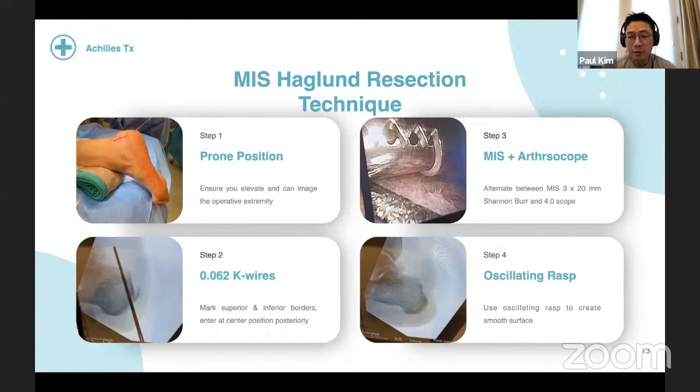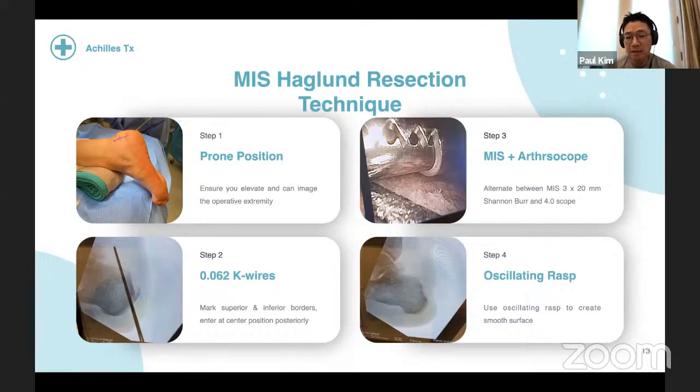I also mark the superior and inferior borders to mark the center position where I'm going to be putting in my burr. So as you see in the step 2 picture, I picked the center point and I'll make a stab incision both medially and laterally, and that's where I'll introduce my Shannon burr. When I introduce the Shannon burr, I'll go ahead and start burring the exostosis down. I'll alternate this with a 4.0 arthroscope to debride it.